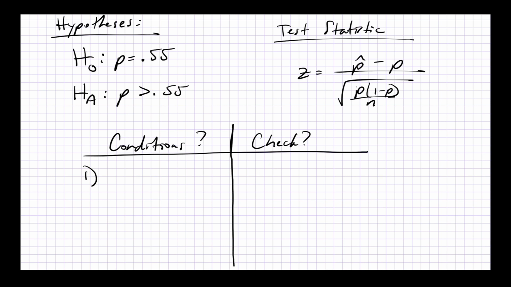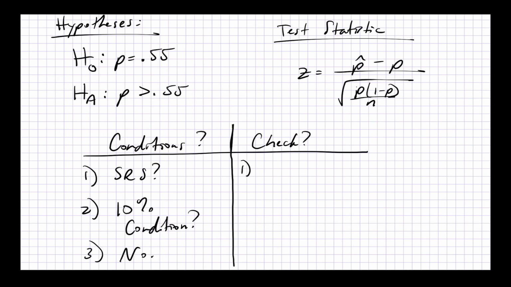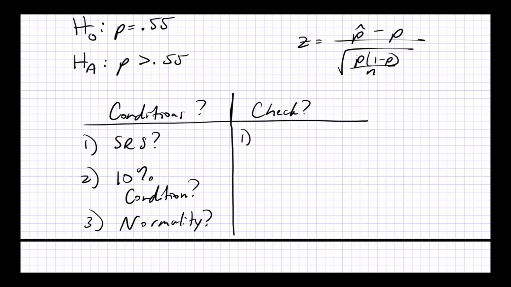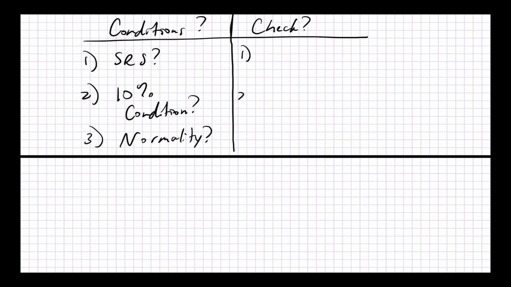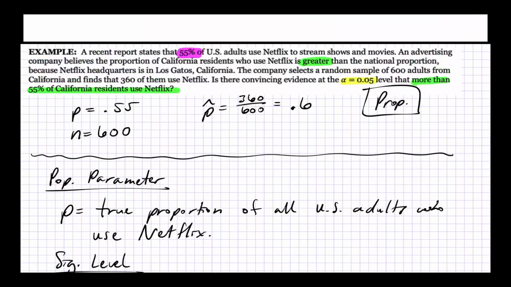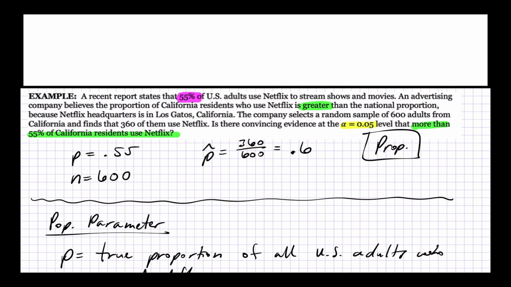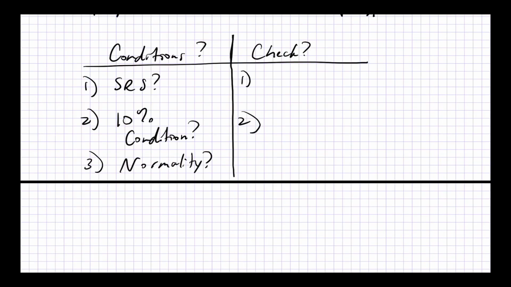Okay, the first one is an SRS. Second one is the 10% condition. Last one is normality. So let's see, the sample was obtained. It says a random sample, so stated.